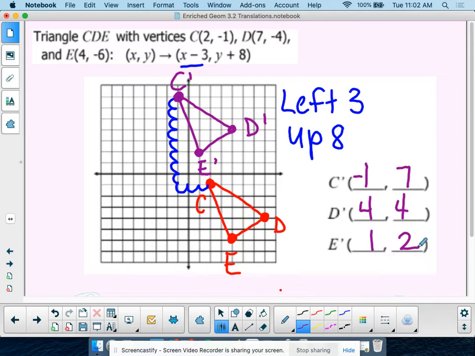Is this one okay, folks? And again, you could check to see if you did it right by plugging in your ordered pairs. If we try to do C together, what's 2 minus 3? -1. -1 plus 8, 7, so it works out. That's how you can check yourself.